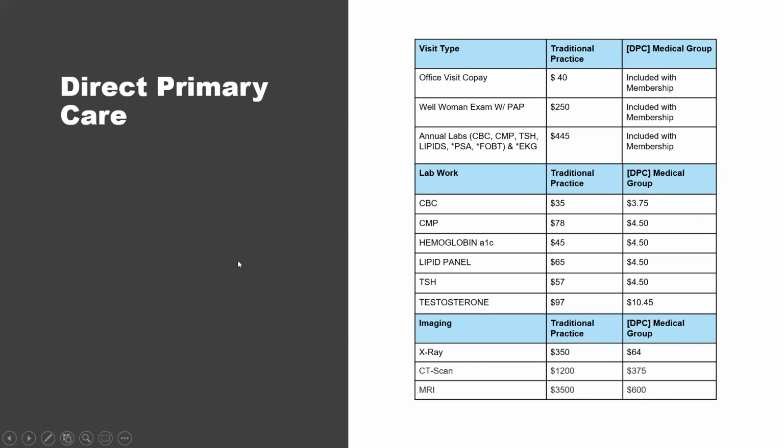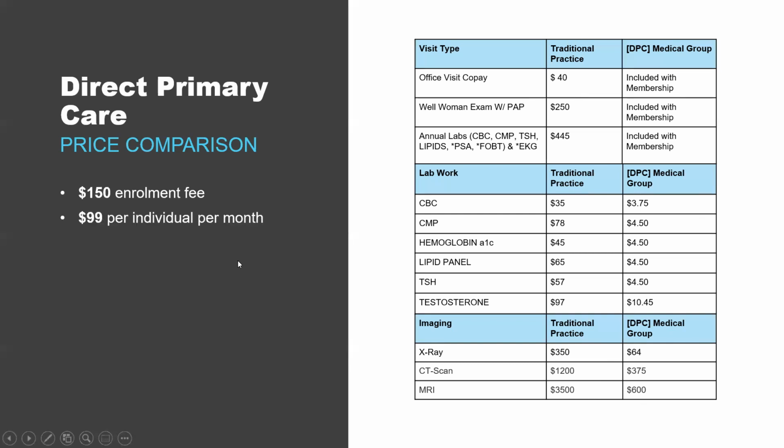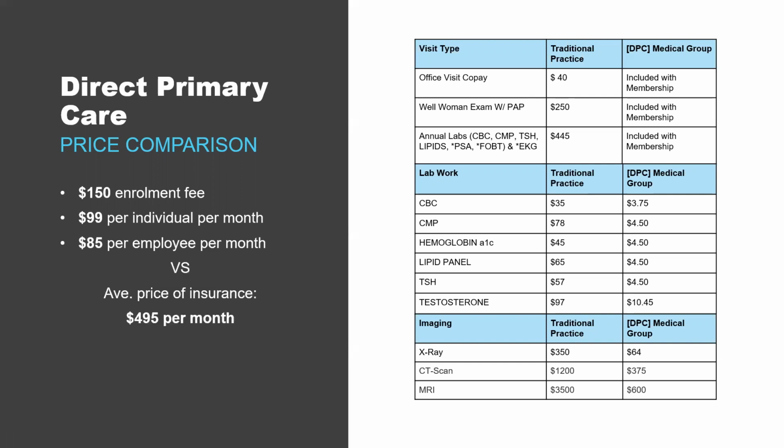So what is this monthly payment that they have to make? There's a $150 enrollment fee, and this is based off a local direct primary care clinic in Abilene. So $150 enrollment fee, $99 per individual per month, and that's discounted to $85 per employee per month if you do it through your company. Versus the average price of insurance, which is about $500 per person per month.